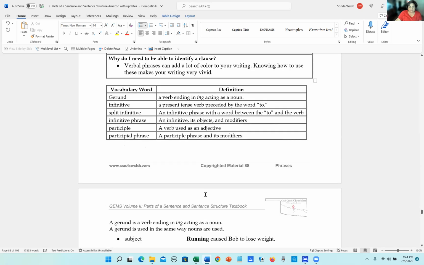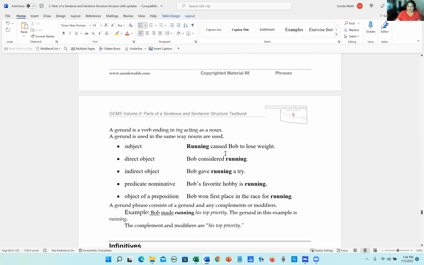All right, let's dive into this and start with a gerund. All a gerund is, it's a verb, but it acts like a noun. And it's used the same way nouns are used. So there's 5 ways that you can use a noun in a sentence. It can be used as a subject, as a direct object, as an indirect object, a predicate nominative, and as an object of a preposition. So in this sentence, running is used as a subject.